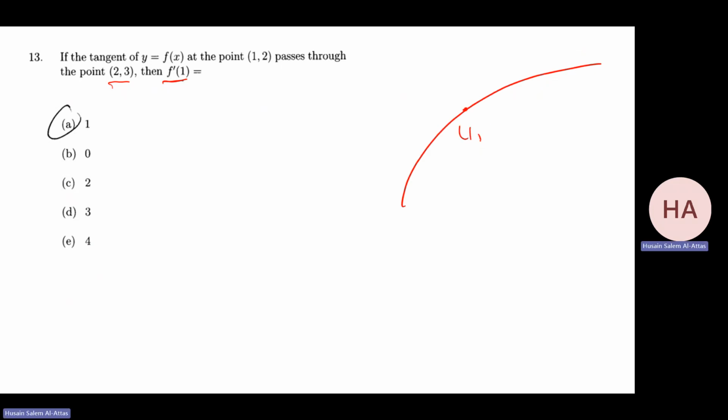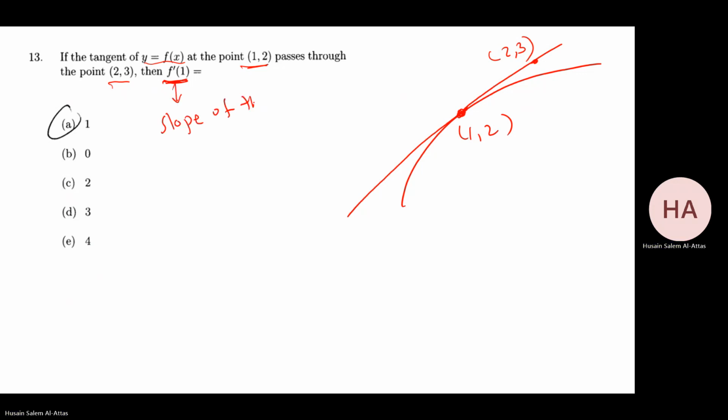Okay, this is (1, 2). It's tangent at this point. And the line, this is tangent to the curve at this point (1, 2), also passes through another point, (2, 3). They want f prime at a, f prime at 1, at this point. We know that f prime is what? It is the slope of the tangent line to f at x equal 1.